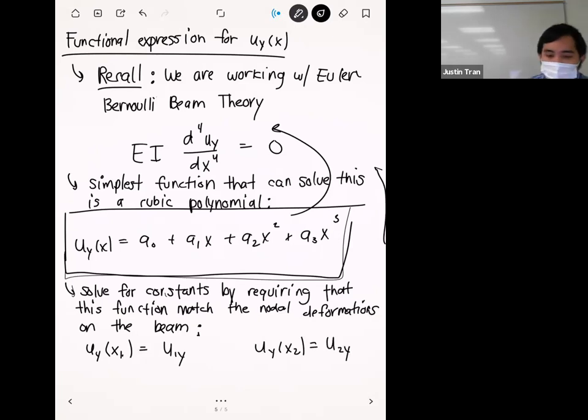And so similarly, if we evaluate this transverse displacement function at the other side of the beam, at x2, we get u2y. Okay, so that's the transverse deformation on the other side of the beam.